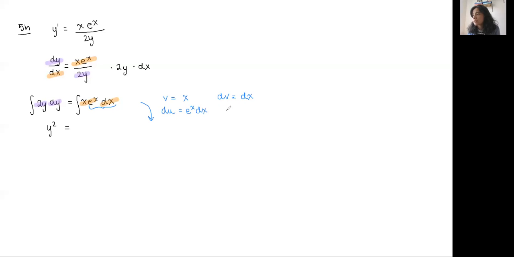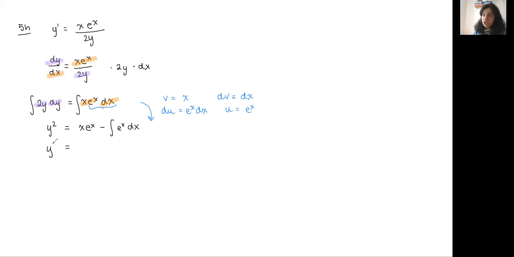So this is x e to the x dx, which means that u is the antiderivative of this, which is just e to the x. And so I now know that to anti-differentiate, to integrate this, I'm going to have to evaluate v times u and then subtract the integral of u times dv. So this is going to be x e to the x minus the integral of u, which is e to the x, dv, which is dx.